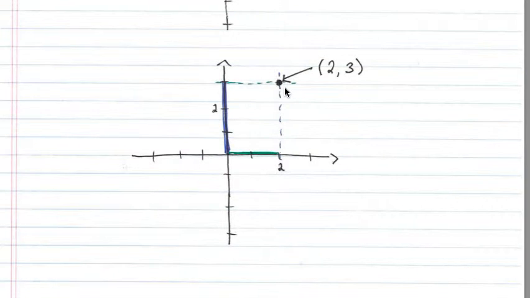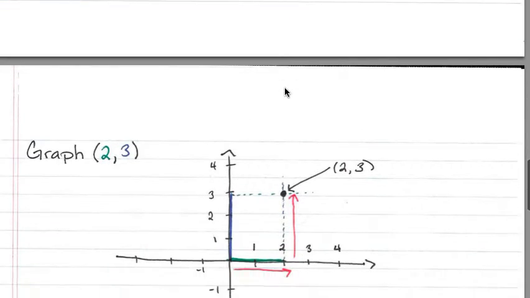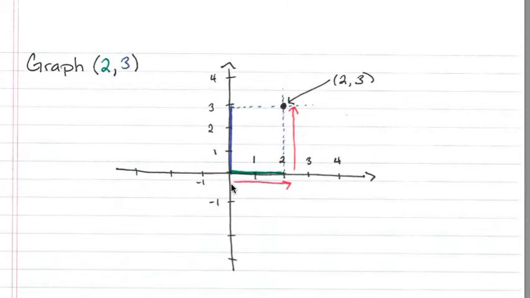And by drawing the point, we have graphed it. Now, another way you can think about this same problem is by doing the x value as over, and then the y value up. So over 2, up 3. So you do back and forth, up and down.